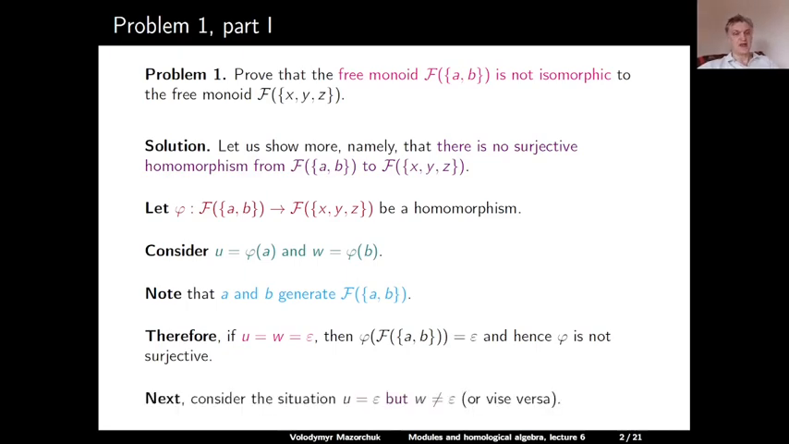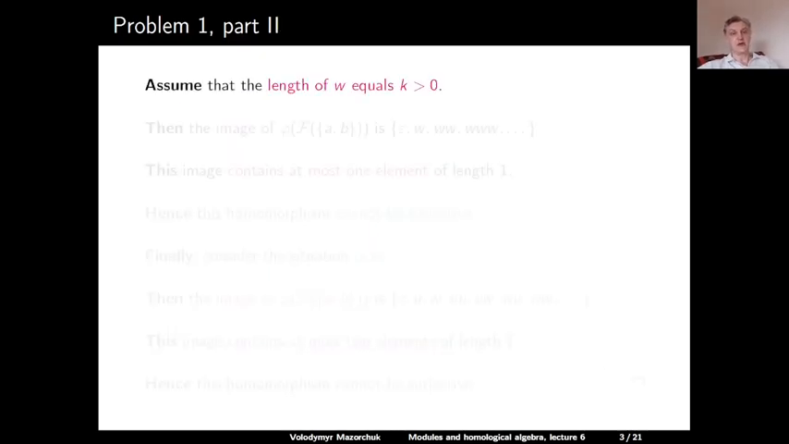Case 2 considers the case where U is the identity, but W is not the identity, or vice versa. So this is the same, of course. So let us assume that the word W, which is not the identity, has length k. So k is a positive integer. Then the image of the whole free monoid on A and B consists of the products of U, which is the identity, and W. So it consists of the identity, W, WW, WWW, and so on. Only powers of the word W.